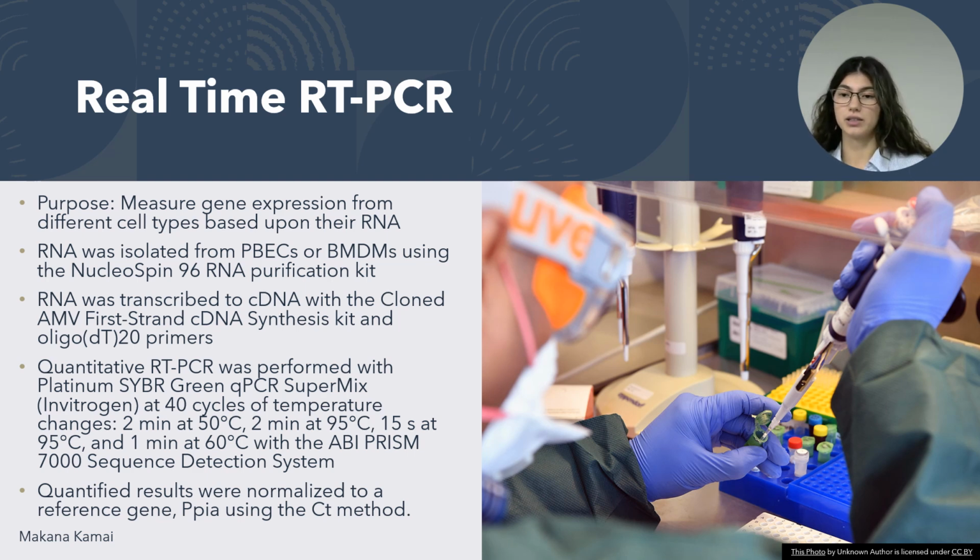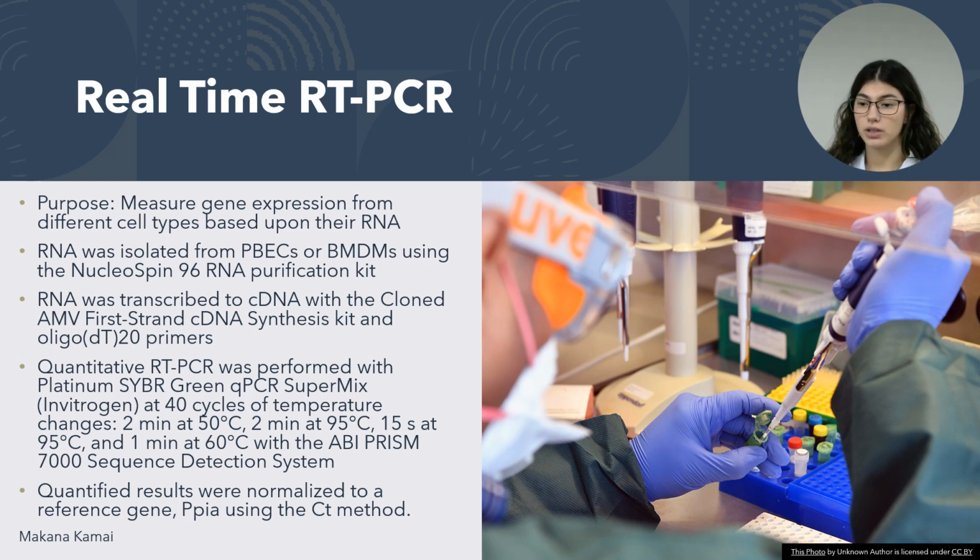Each change had a specific intent in mind. So the first round is going to be 2 minutes at 50 degrees Celsius. And this is done for the initial setup, so like a baseline. Your next 2 minutes is going to be at 95 degrees Celsius. This is done for denaturation. Your next one is going to be 15 seconds at 95 degrees Celsius, and this is specifically for the denaturation of the DNA. And then after that, you're going to be doing 1 minute at 60 degrees Celsius, and this is for the annealing and extension process. So the ABI Prism 7000 detection system was used to monitor this whole PCR process.